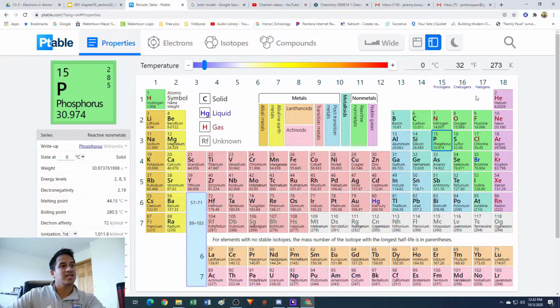Helium up here is technically over here right next to hydrogen. So helium is not part of the P block. It is actually part of the S block, even though it is shown on the far right. Helium technically sits right here next to hydrogen.